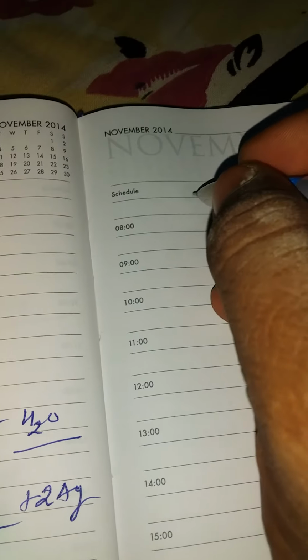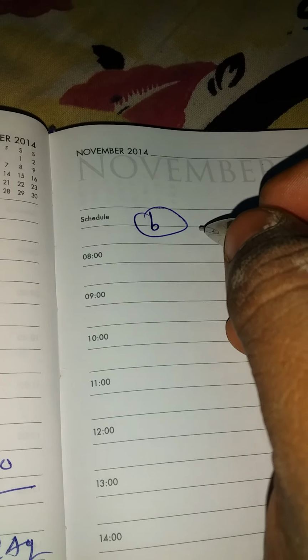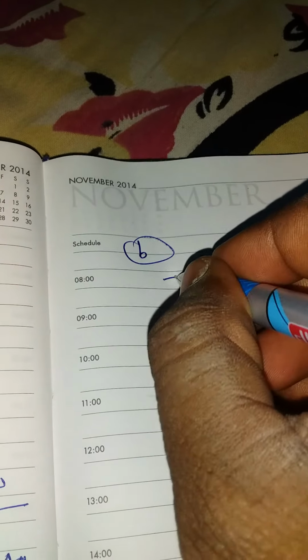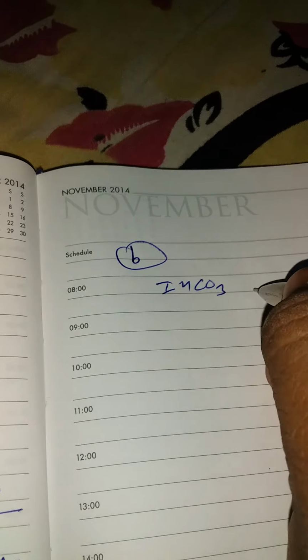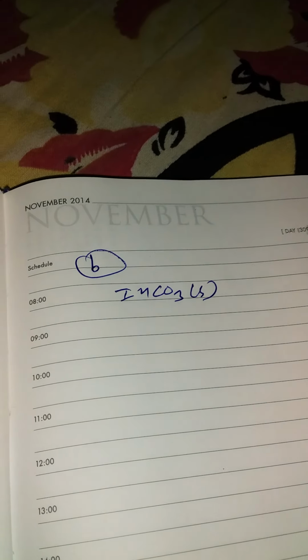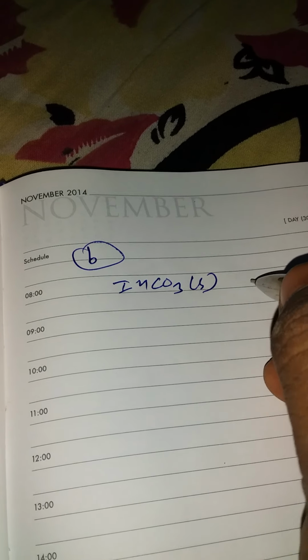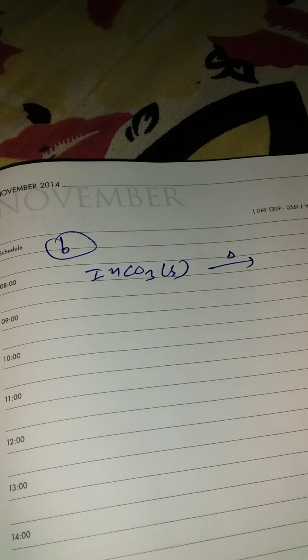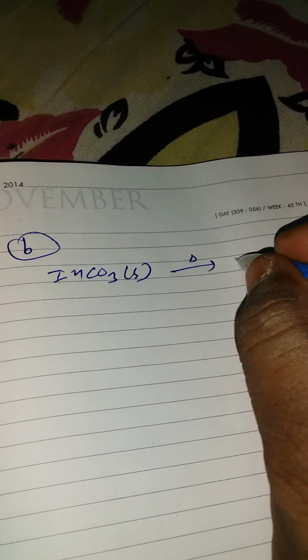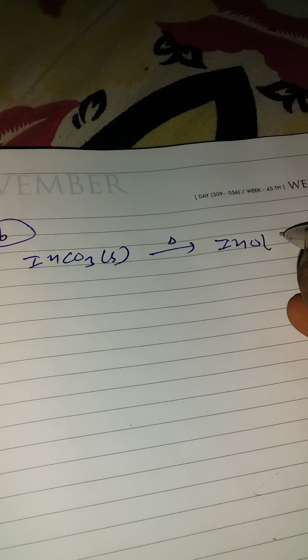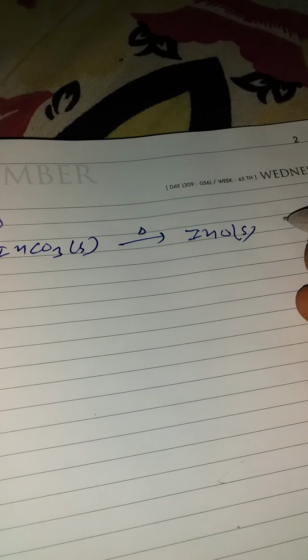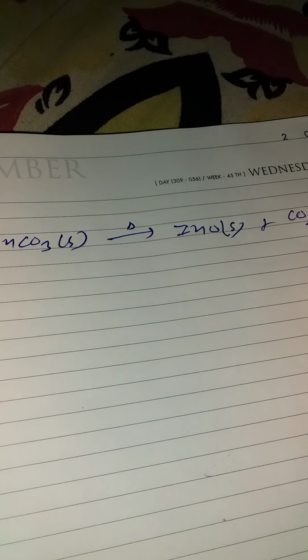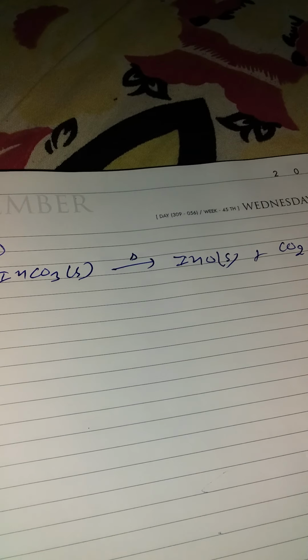Number 2, zinc carbonate in the form of solid after heating. Zinc carbonate in the form of solid, after heating, converts into zinc oxide solid plus carbon dioxide in the form of gas.